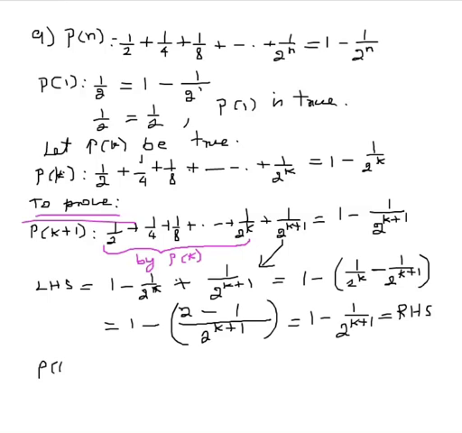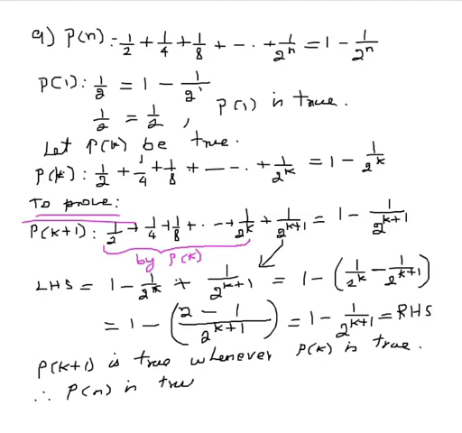Therefore, P of k plus 1 is true whenever P of k is true. Therefore, P of n is true for all n belonging to capital N.